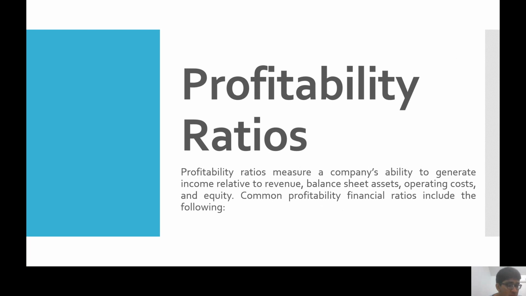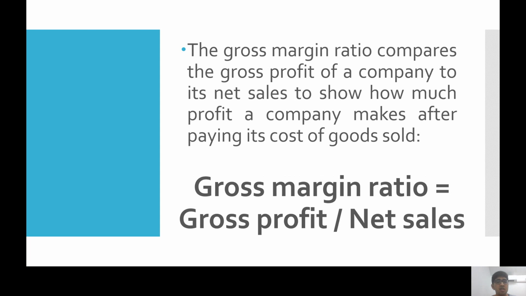Now let's go to profitability ratios. Profitability ratios measure a company's ability to generate income relative to revenue, balance sheet assets, operating costs, and equity. So how profitable the business is. Ganun sa profitability ratio. So the gross margin ratio compares the gross profit of a company to its net sales to show how much profit a company makes after paying its cost of goods sold, di ba?